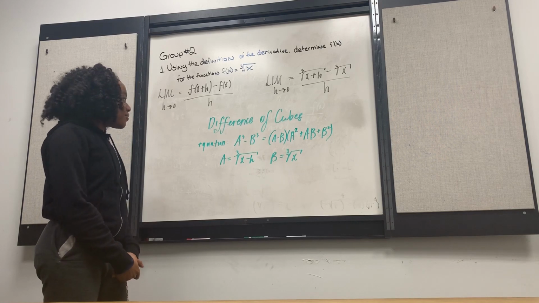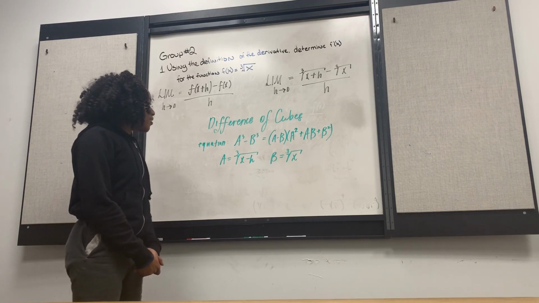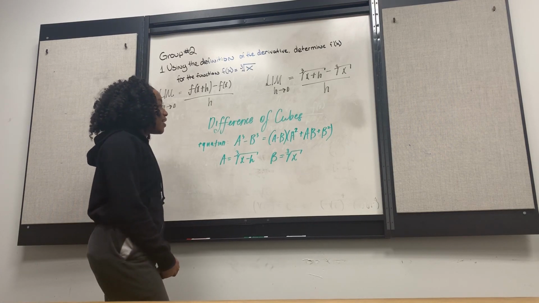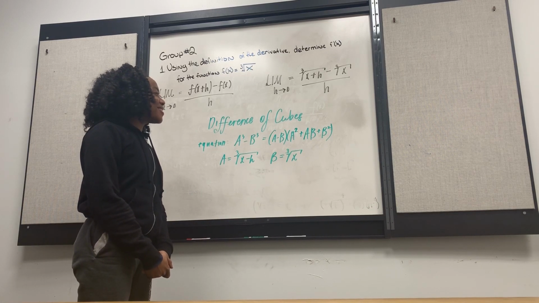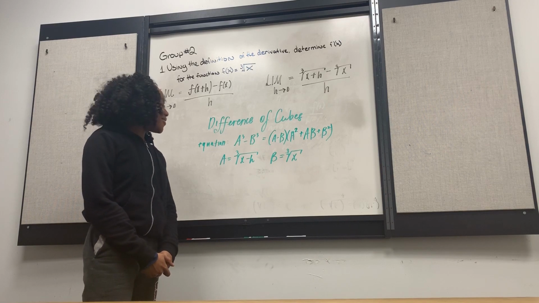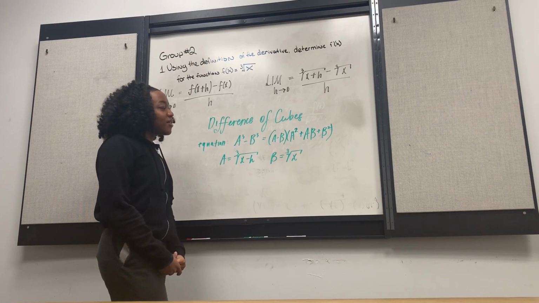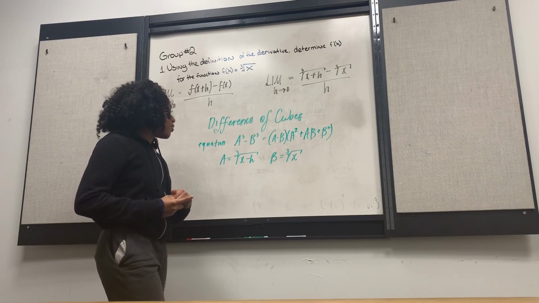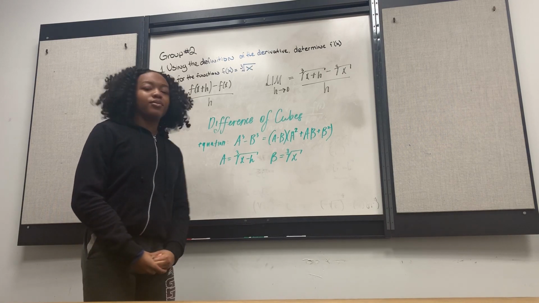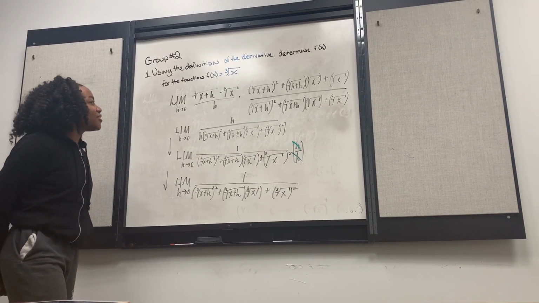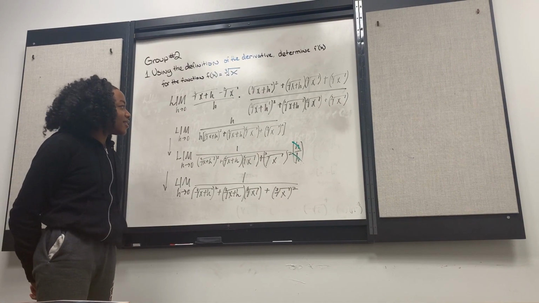The equation for the difference of cubes is a cubed minus b cubed equals a minus b times a squared plus ab plus b squared. For our specific equation, a is going to represent the cube root of x plus h, and b is going to represent the cube root of x. So this is the equation shown with the difference of cube root conjugate.